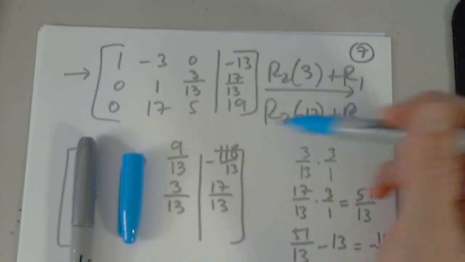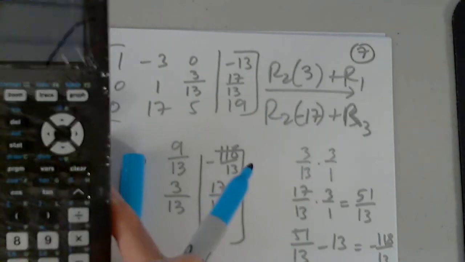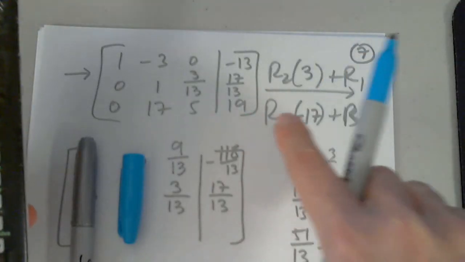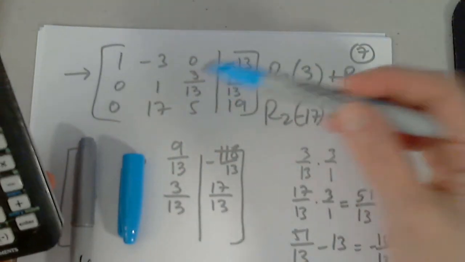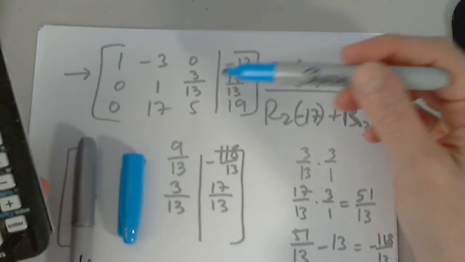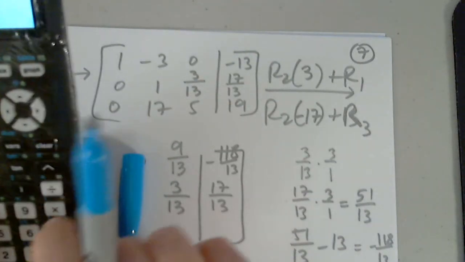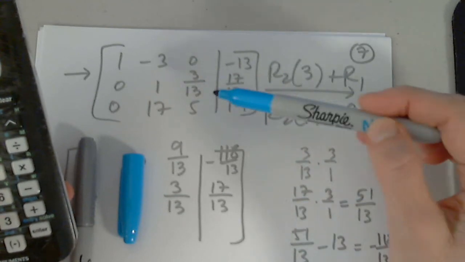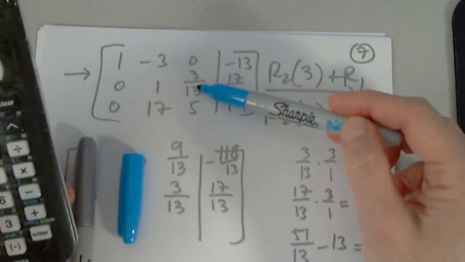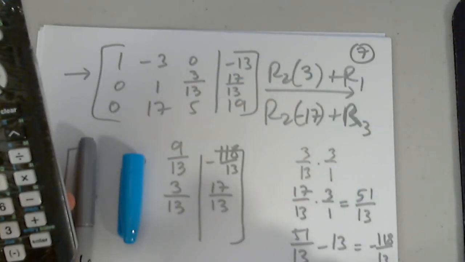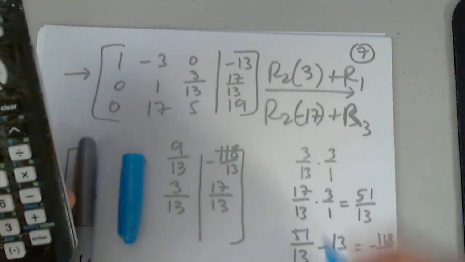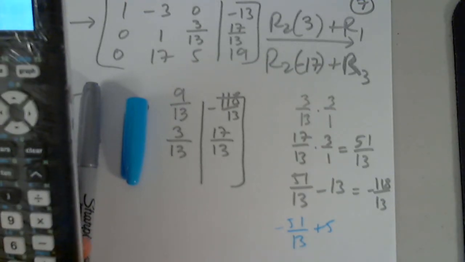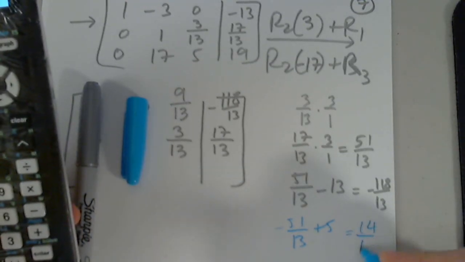Okay. Negative 17 times 5, and see, very easy to get carried away. So negative 17 times 3. So this times negative 17 is negative 51 divided by 13, and I have to add 5. So plus 5 times 13. So this will be 14 over 13.